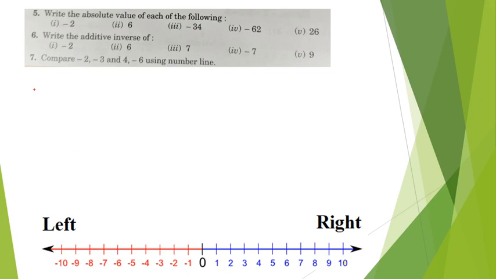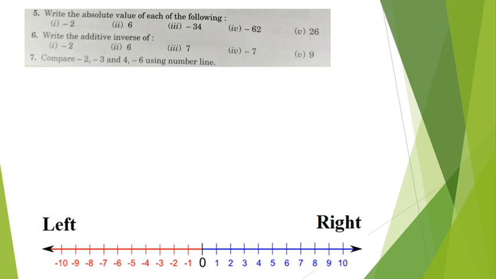Write the additive inverse of the following. The additive inverse is what? You just have to write the same number with the opposite sign. So the additive inverse of -2 will be +2. The additive inverse of +6 is what? -6. Like this you can solve the remaining ones.